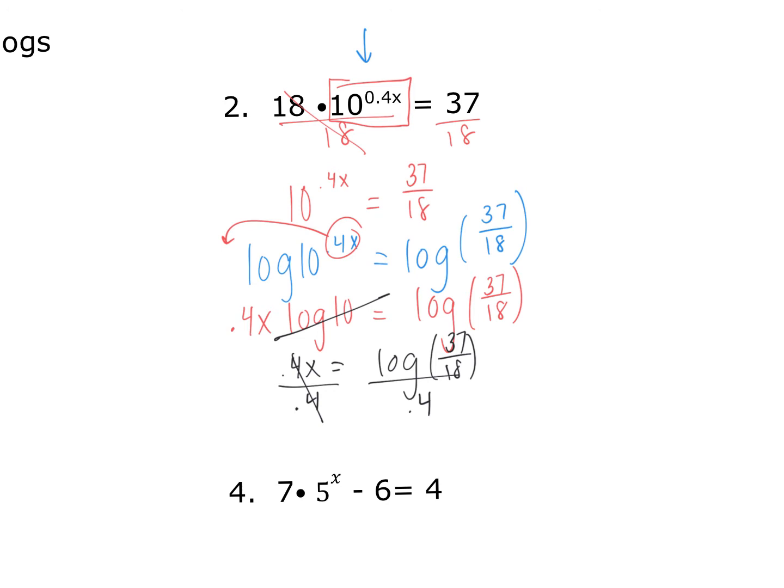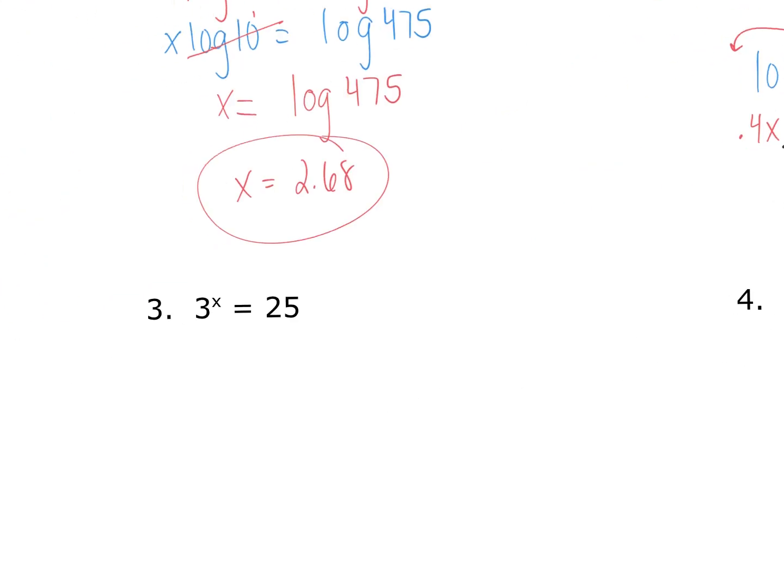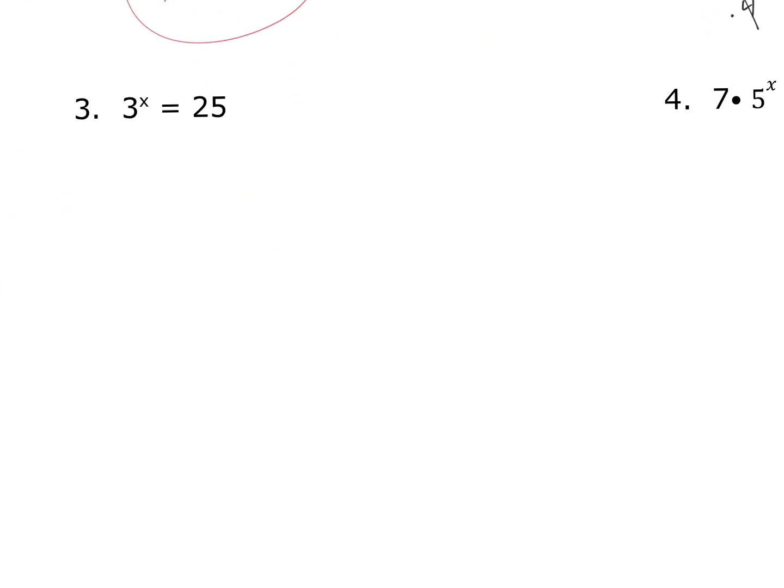Okay, so if you want me to write it down, I can. It should look like this in your calculator: log 37 divided by 18, close your parentheses, divided by 0.4. And your answer should have been x equals 0.78. Okay? All right, going on to number 3.